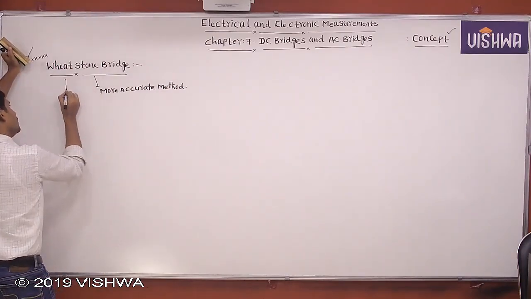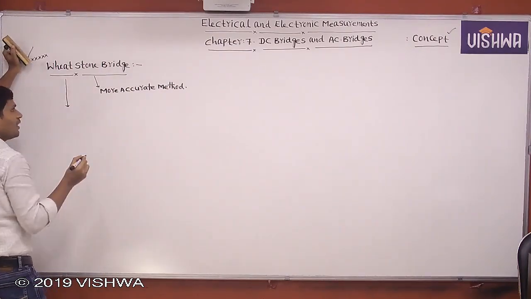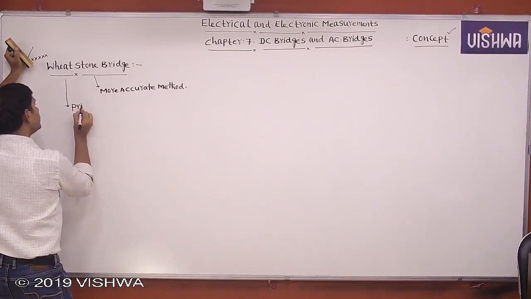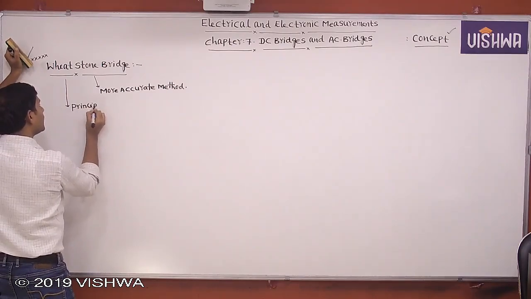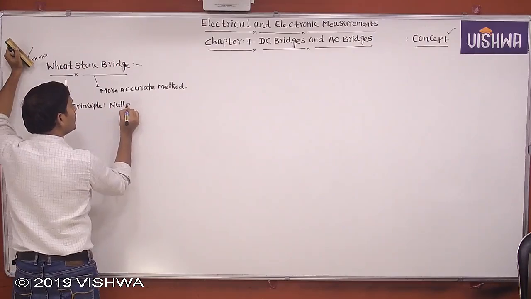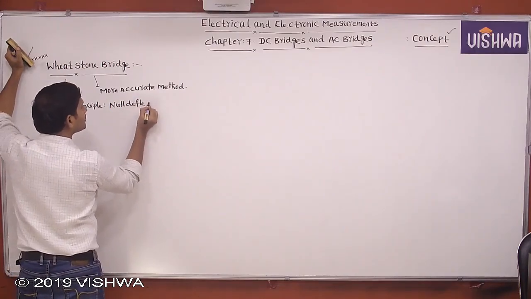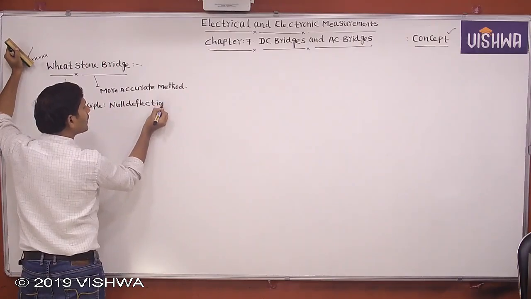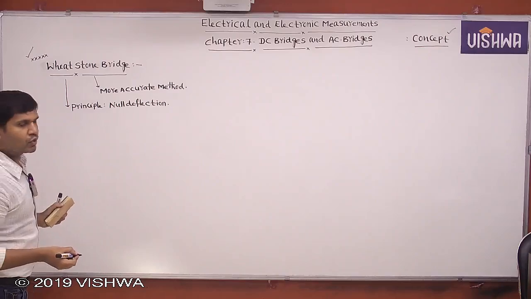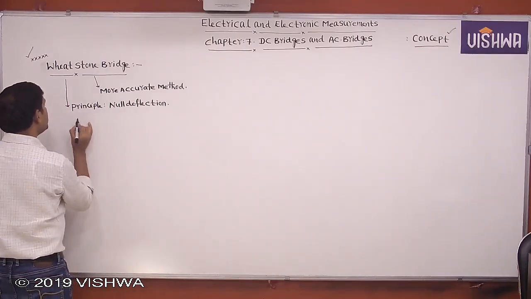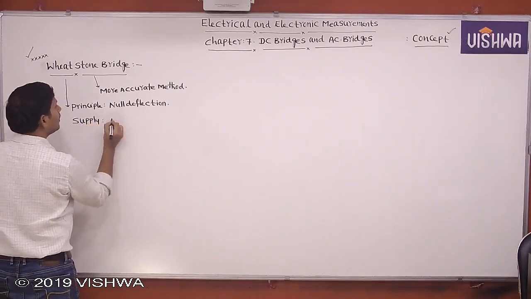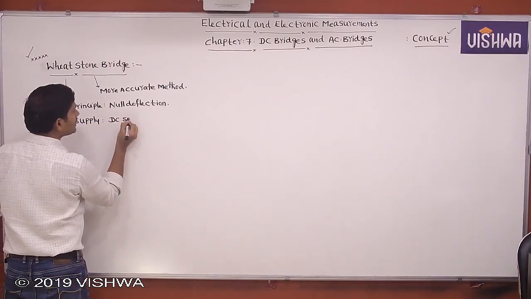Any DC bridge works on the principle of null deflection or zero deflection. To operate the DC bridge, what is the source we are using? The supply is a DC source. Any DC source is used as a supply.